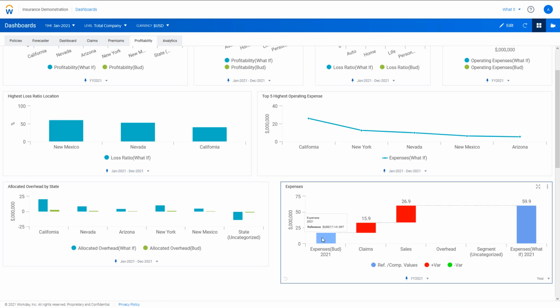And lastly, our expenses. The budgeted expenses was 17.1 million. The claims after allocation took 15.9. The sales cost centers took 26.9. All the overheads got allocated out, so there they are, which gives you a new 59.9 million of allocated expenses into our different profit and cost centers. And this is an example of using Workday Adaptive Planning to go ahead and analyze your values, your data, your profitability by virtually anything you want.